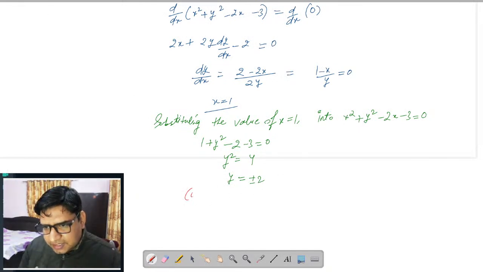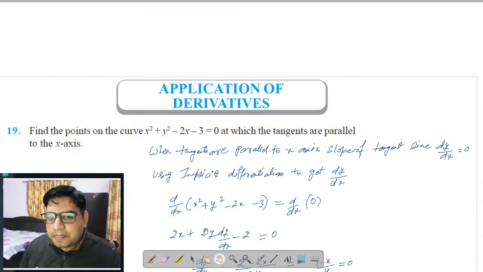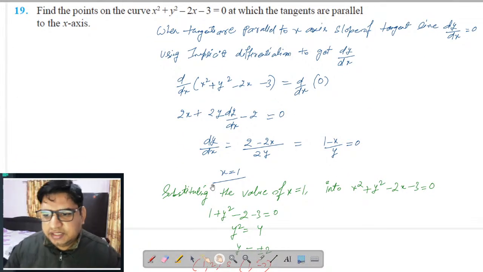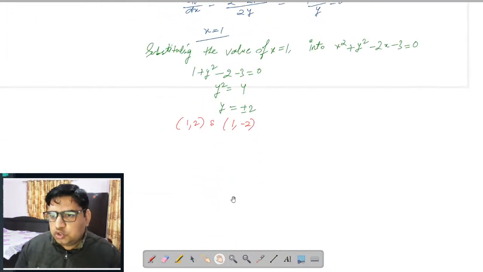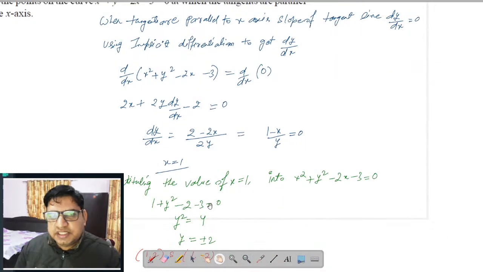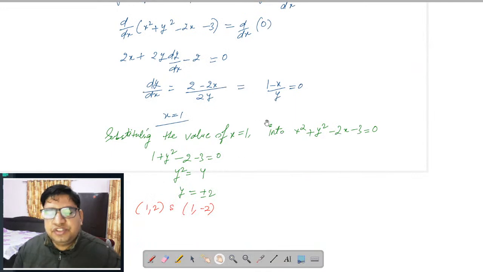So at x is equal to 1, y is 2, and the other point is x is equal to 1, y is equal to minus 2. So these are the 2 required points at which the tangents are parallel to the x-axis. So this is how we can solve it: the 2 points at which the tangents are parallel to the x-axis are (1, 2) and (1, minus 2). So guys, if you have any difficulty in solving this question, or any part which is not understood, please let me know in the comment box.